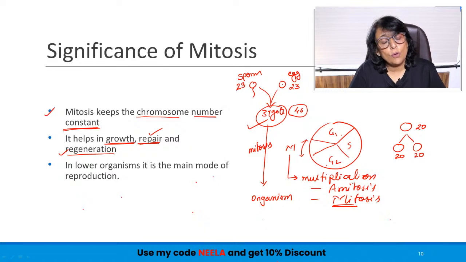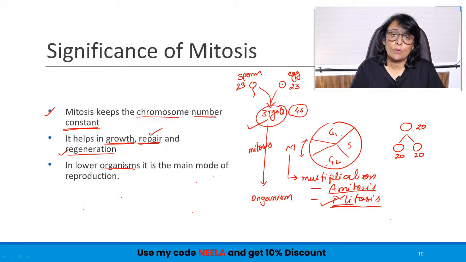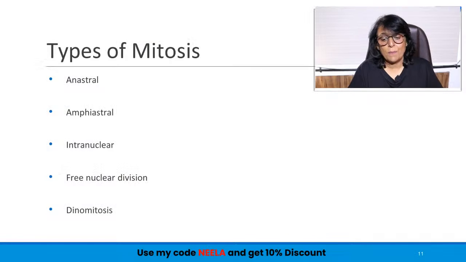Now, if you're talking about lower organisms like amoeba, if you are able to recall, we said amoeba divides by amitosis as well as mitosis. Under unfavorable conditions, because it has to survive those conditions, amoeba quickly divides by amitosis, and that results in different types of cells, some with a little more genetic material, some with a little less. Once favorable conditions return, amoeba divides by mitosis, and this is asexual reproduction. So for lower organisms, mitosis is the only method of reproduction. Very few lower organisms reproduce sexually. So these three important points come under significance.